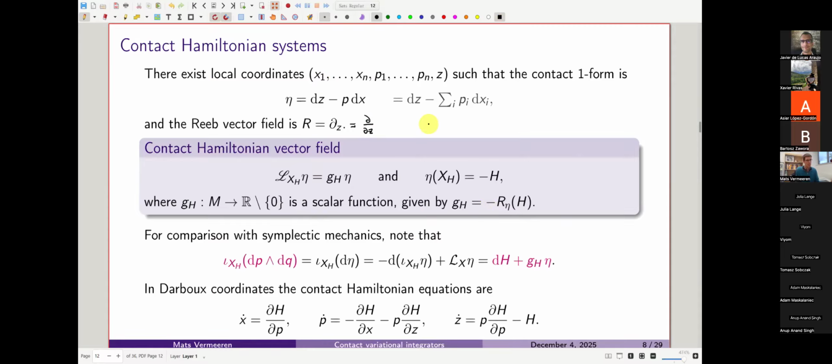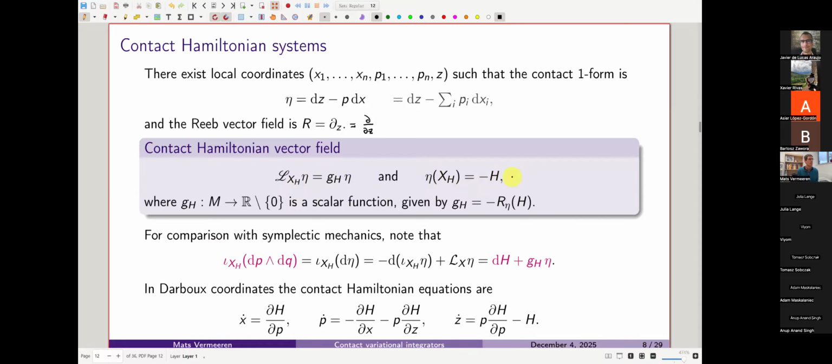And in addition to this one distinguished vector field, we can construct Hamiltonian vector fields. So for each scalar function on our manifold, which we call H, the Hamiltonian, we can associate a vector field to it by these two properties. So we want it by definition to be a contact vector field, so the Lie derivative of the one form is proportional to the one form. That's not enough to have a unique definition of X. So we need the second part of the definition as well to characterize the Hamiltonian vector field uniquely, which is that if we plug it into not the symplectic, the contact one form, we get up to sign the Hamiltonian.